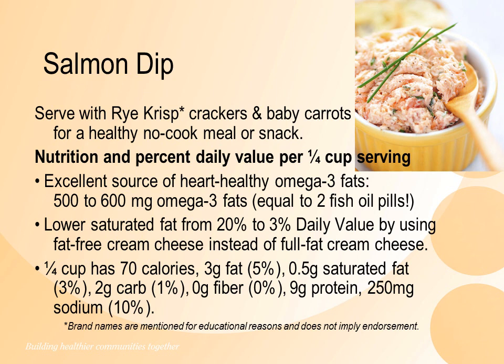So let's look at the nutrition and the percent daily value per quarter cup serving. Now, percent daily value is just a way to look at how much of a nutrient is in something. The daily value easy rule of thumb is 5% or less is low, 10% is medium, and 20% or more is high. And so the salmon dip, just a quarter cup, is an excellent source of those heart-healthy omega-3 fats. You get 500 to 600 milligrams of omega-3 fats. That's the same as 2 fish oil pills.